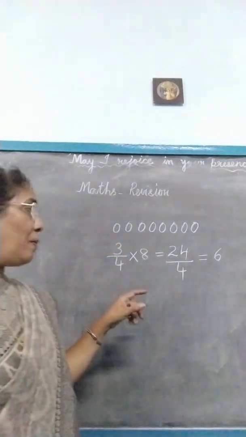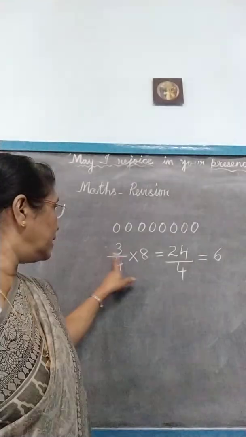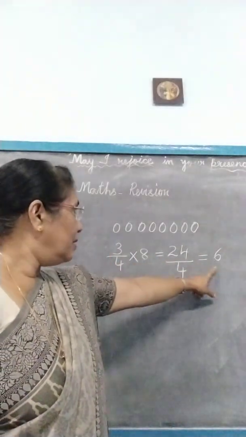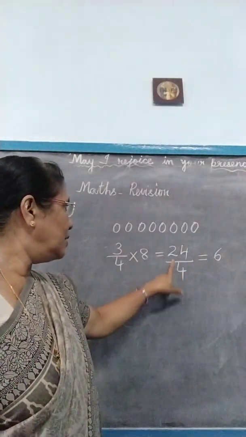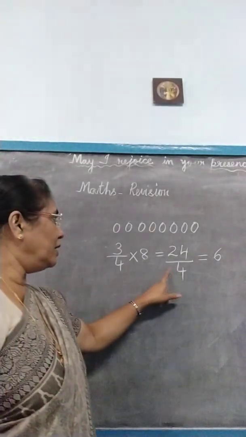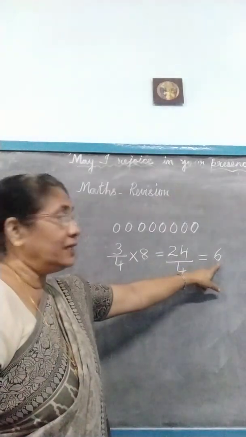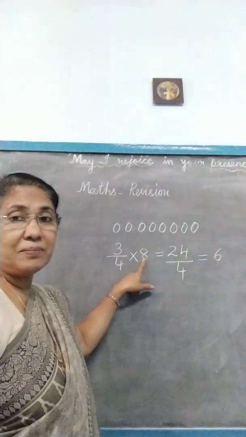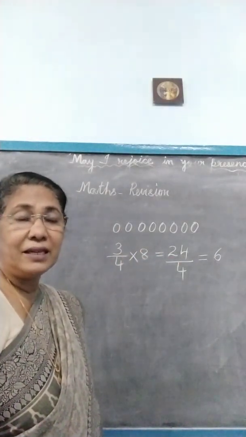So how many 3 fourths are there in 8? Yes, 6. Isn't it? 6 fours are 24. So how many times does 4 go here? 6 times. So what is the answer? How many 3 fourths are there in 8? Yes, 6.